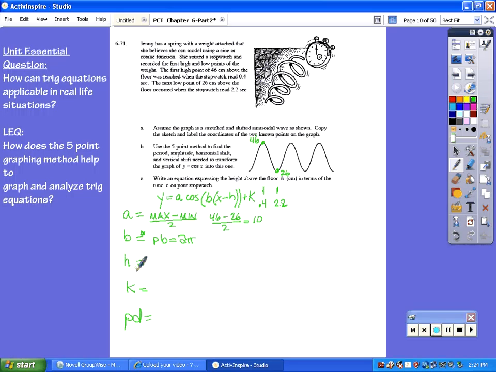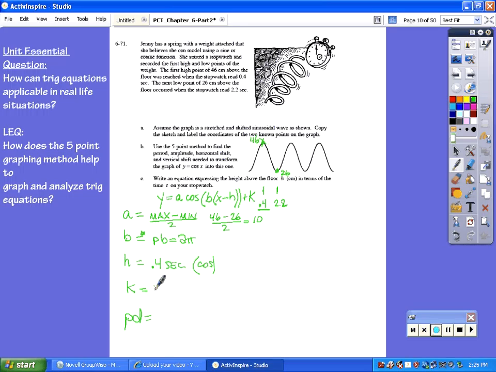H, horizontal shift. Well, if we're using cosine, our horizontal shift here is going to be how many seconds after 0, and that's 0.4 seconds. So you need the picture to be able to do that, and you have to first choose what trig equation you're going to use. So obviously cosine begins at a maximum. The first point we're given is a maximum. You have to use cosine.